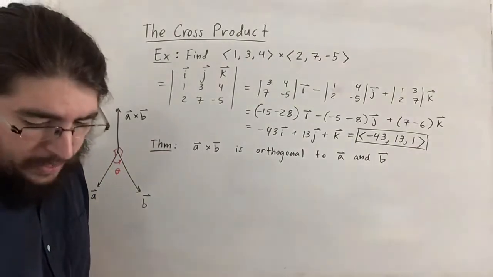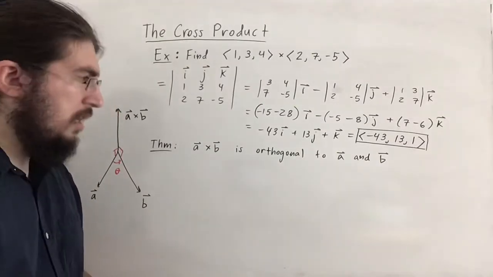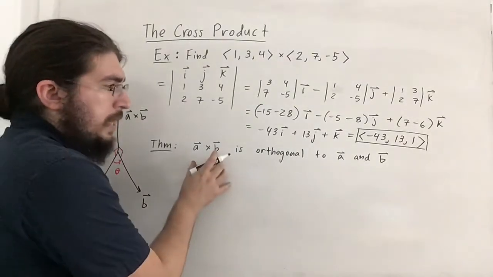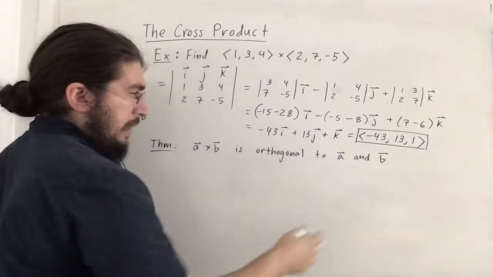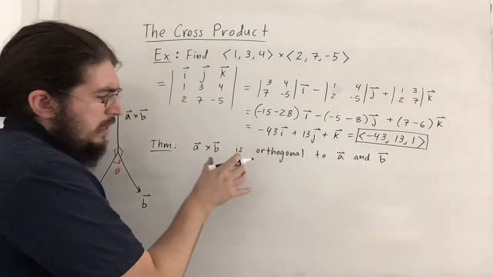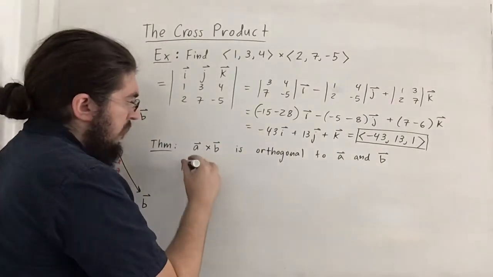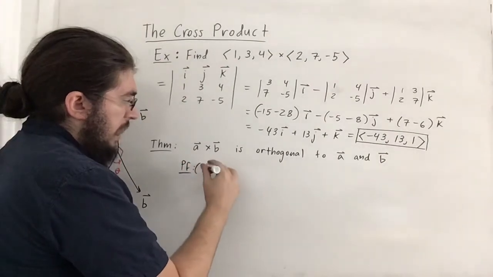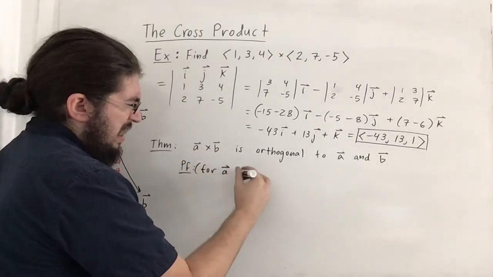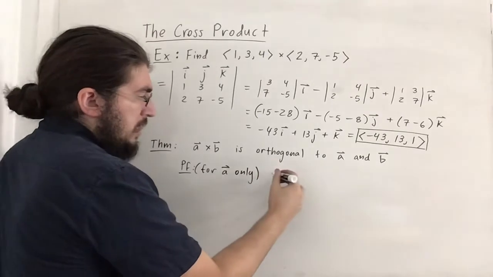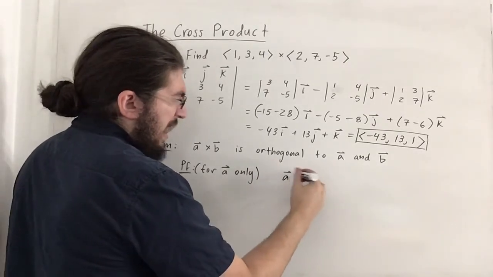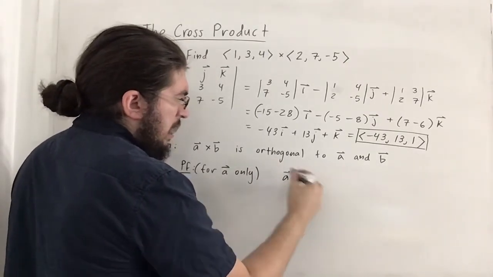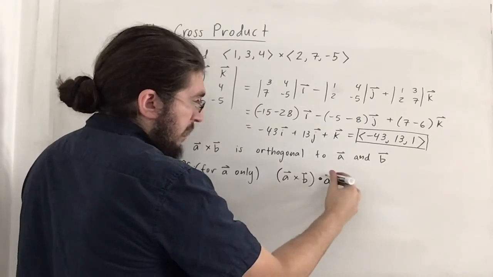There's no way I'm going to have time to prove all of this, but I'll prove it a little bit. So A cross B, I want to say that's orthogonal to A and then to B. But I'm just going to show that it's orthogonal to A. So to prove this, this is for A only. The way I'm going to do this is basically just take the dot product of A cross B, that's a vector, and the vector A.